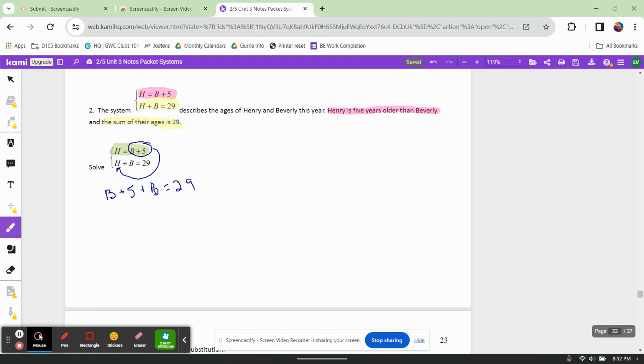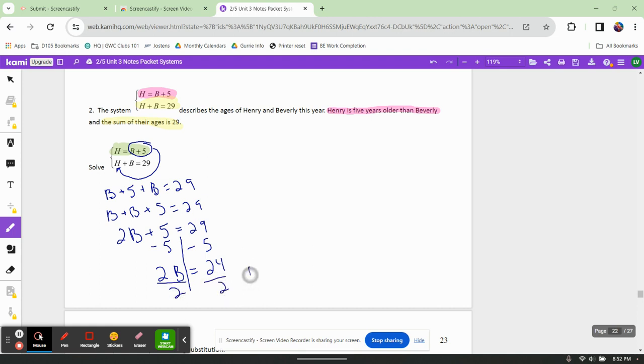We do want to combine our like terms. So this is b plus b plus 5 equals 29. So this is 2b plus 5 equals 29. Subtract 5 from both sides. We get 2b equals 24. And lastly, divide both sides by 2 to get the b by itself, which would be 12. So that means that Beverly is 12 years old.